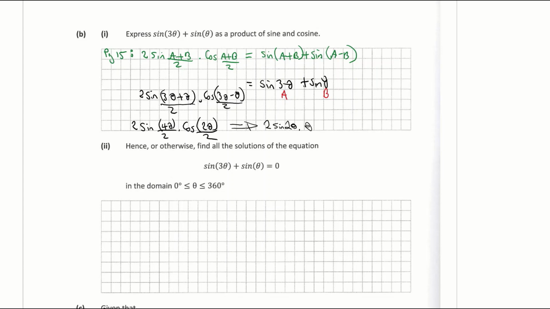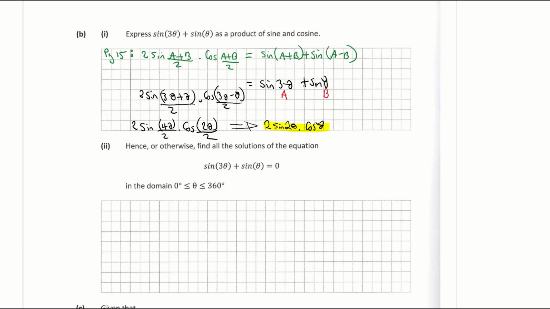And that is my answer. So express sine 3 theta plus sine theta as a product of sine and cos. And I forgot my cos here, which should read cos theta. And that's our answer: 2 sine 2 theta times cos theta. And apologies, it's kind of crammed in. They didn't leave us much space there.